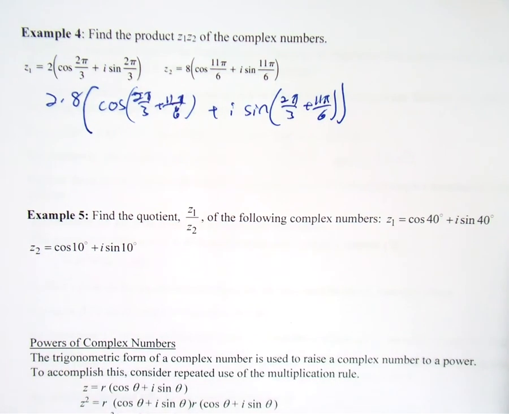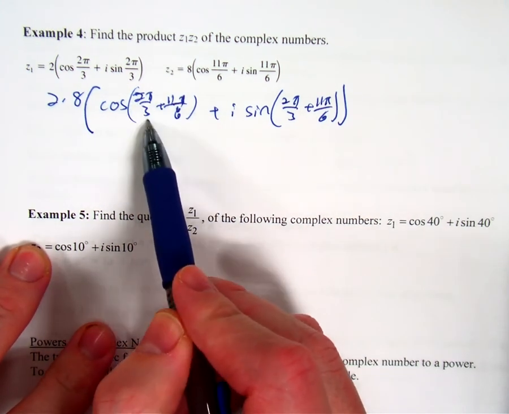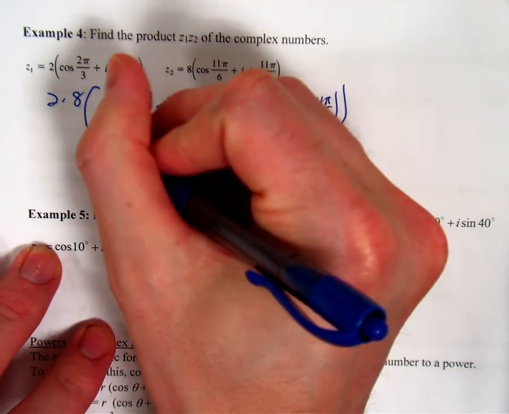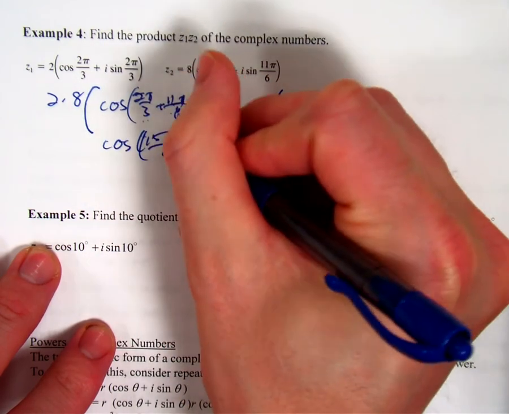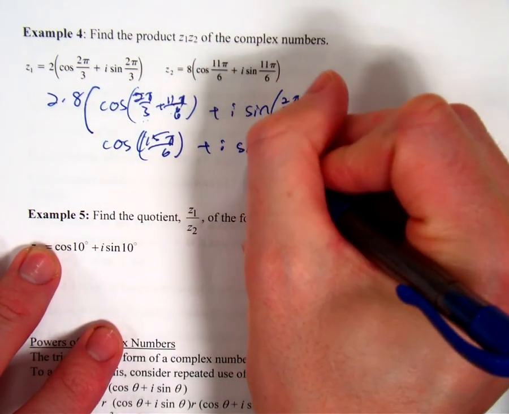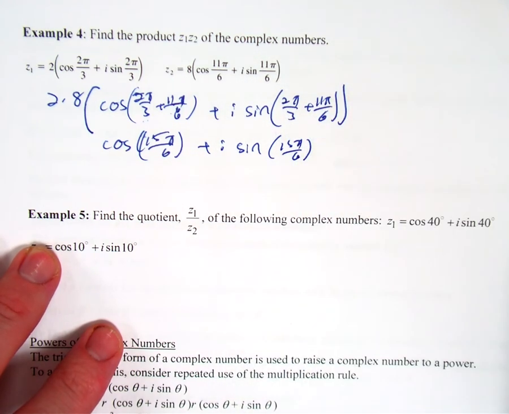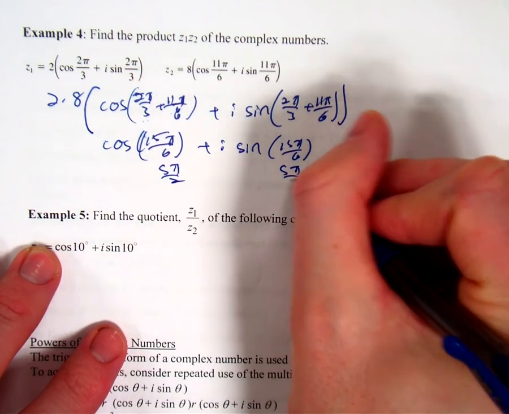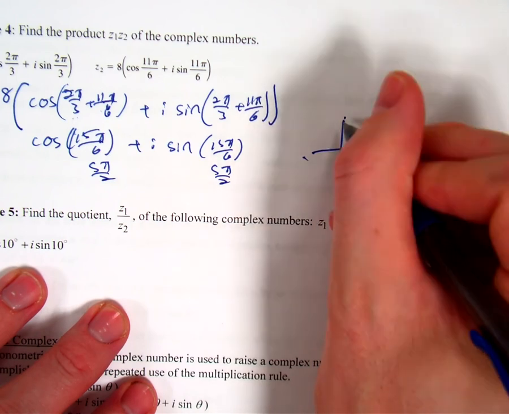Okay, next we need to add those fractions. 2 pi over 3 and 11 pi over 6. 2 pi over 3 would be the same as 4 pi over 6. 4 pi over 6 and 11 pi over 6 is 15 pi over 6. Reduce, divide those all by 3, that's 5 pi over 2. Where is 5 pi over 2? 1, 2, 3, 4, 5 pi over 2.